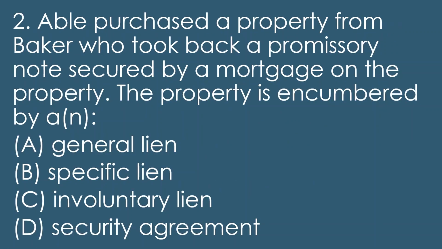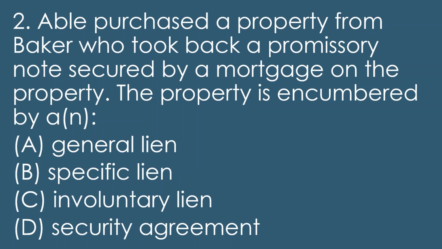2. Abel purchased a property from Baker, who took back a promissory note secured by a mortgage on the property. The property is encumbered by A, general lien, B, specific lien, C, involuntary lien, D, security agreements.